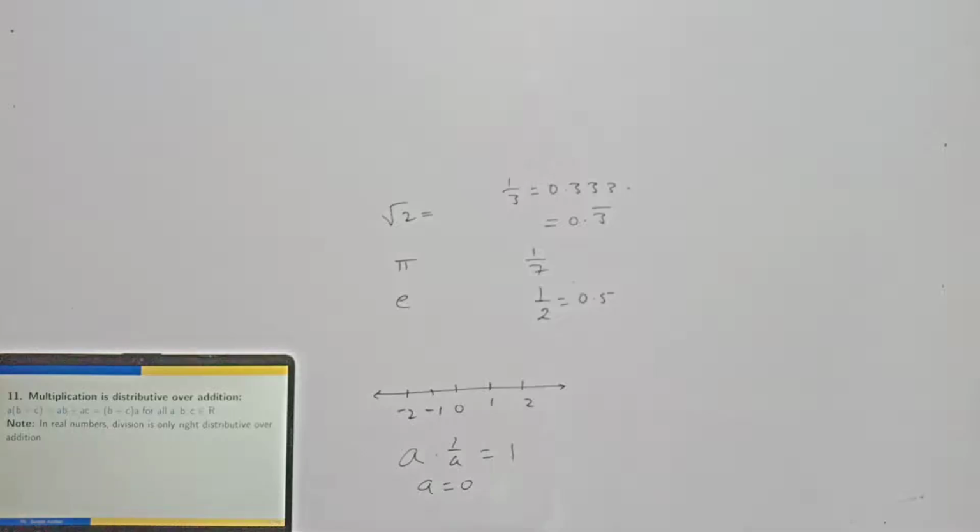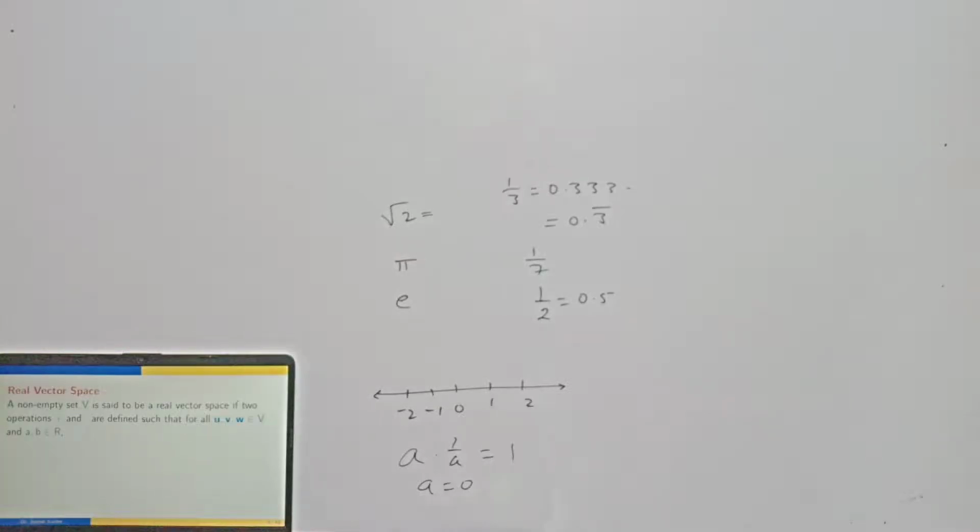Here left and right distributive laws matter. Sometimes left distribution is allowed, right is not allowed. See this example. In real numbers, division is only right distributive over addition. You can write (2 plus 3) over 7 as 2 over 7 plus 3 over 7. But you cannot do the reverse. 7 over (2 plus 3) cannot be written as 7 over 2 plus 7 over 3. Correct? So division distributes over addition from the right side, but not from the left side. Okay, so hope you understand this point.